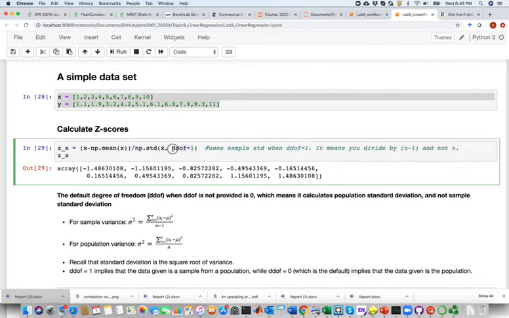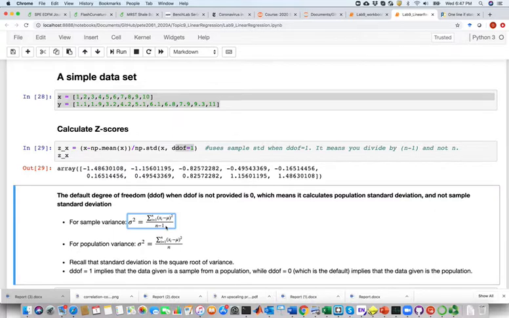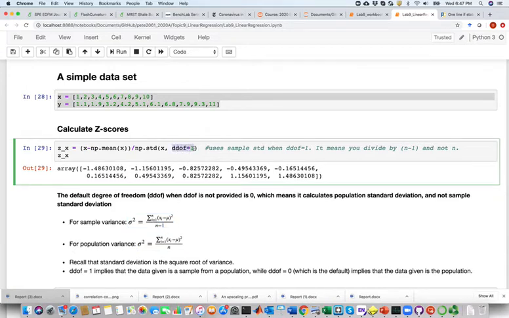But right now, using degree of freedom 1 means you're dividing by n minus 1. So whatever you put here, your standard deviation will be divided by n minus that value. You use n minus 1 when you're working with a sample and not the population. If you have the full population, which is very unlikely most of the time, you divide by n. So to divide by n minus 1, you set degree of freedom to 1.